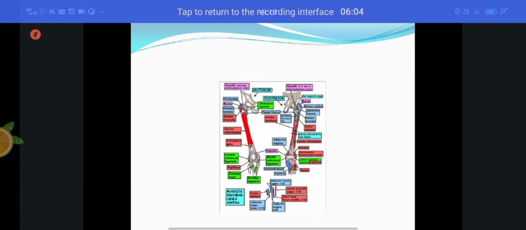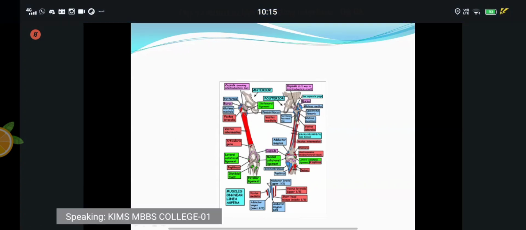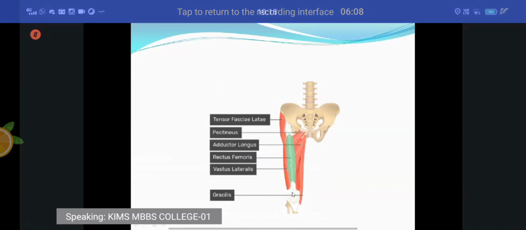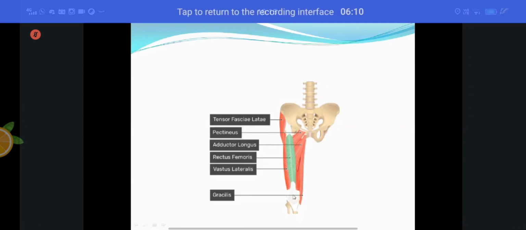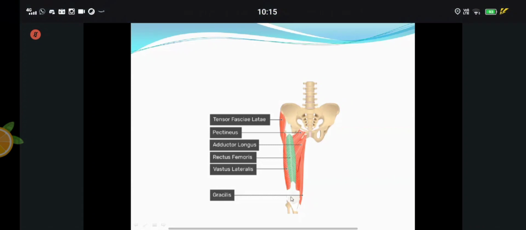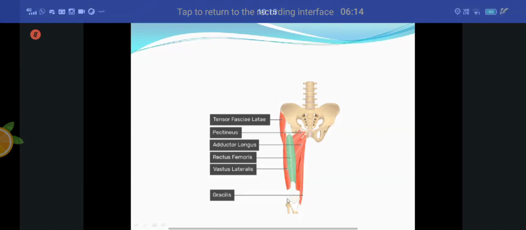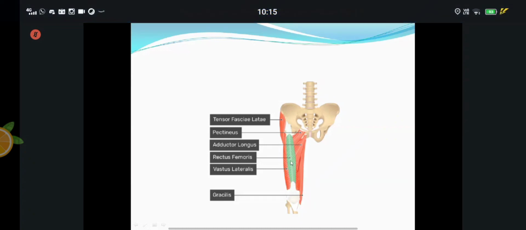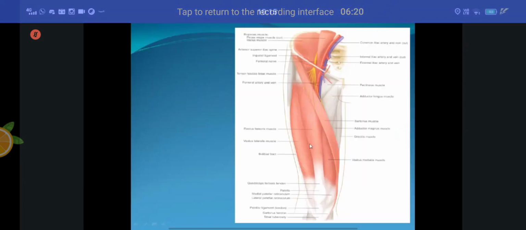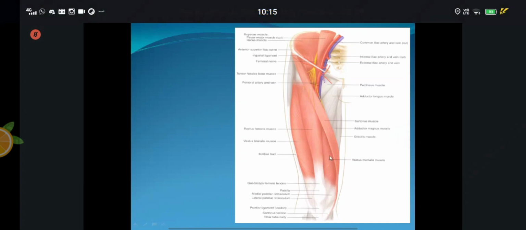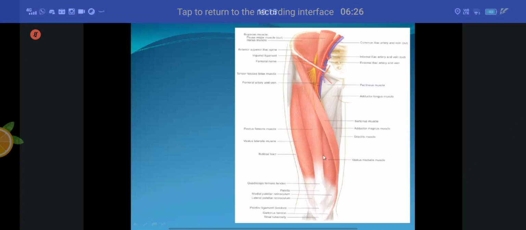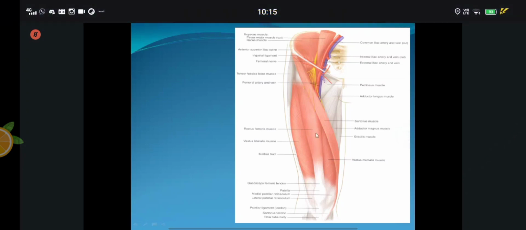And where are they inserted? We have already studied the insertion of these muscles: into the base of the patella on the lateral side, and the base of the patella on the medial side. Now you see here these muscles. What are these muscles? The rectus femoris, the vastus lateralis, the vastus medialis, and the vastus intermedius, which is present below the rectus femoris muscle.